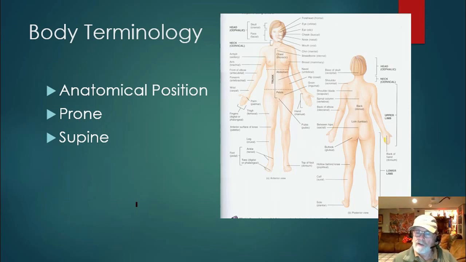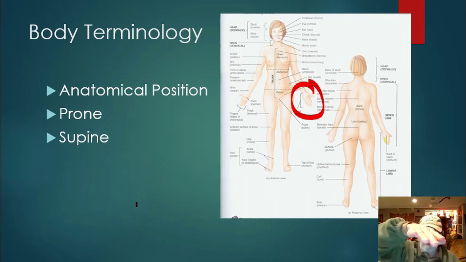Same thing, let's think about this. Let's look at the palms. In anatomical position, the palms are facing what? Forward. So if my hand is in a position like this, with my palm facing down, my hand is in a prone position, or called pronated.